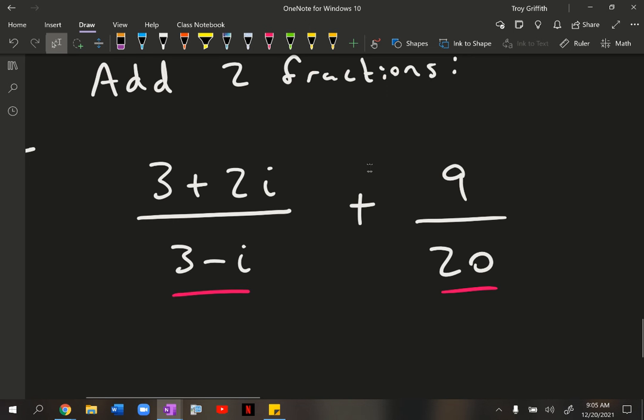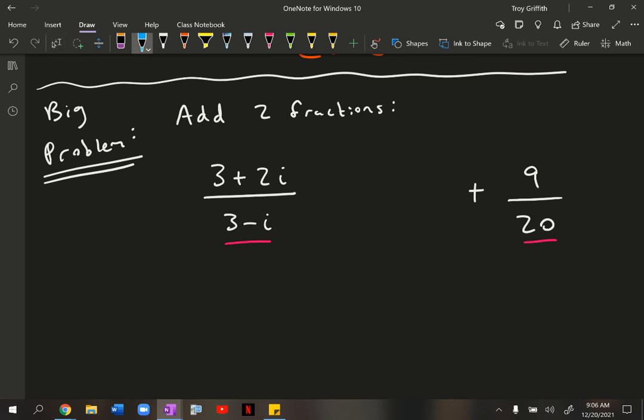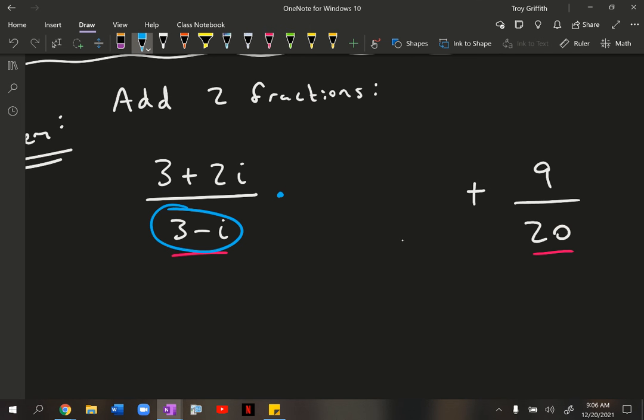So this is one of the reasons why we don't like to have imaginary stuff at the bottom of the denominator, because what I'm going to do on this problem, before I even start worrying about that plus 9 over 20, is rationalize this denominator right here. So what we were just doing in terms of multiplying by the conjugate, I'm going to do that on the top and bottom of this fraction.